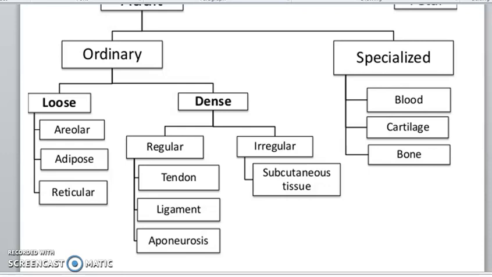Further classification. After we have classified them into proper, specialized, and supporting connective tissues, we further classified connective tissue proper into loose and dense. The dense we further split into regular and irregular, and then the specialized, which is blood, cartilage, and bone.